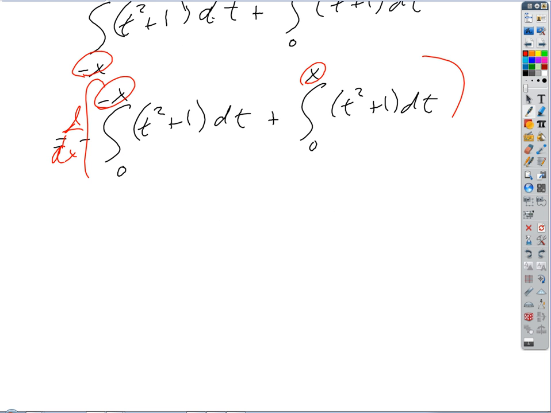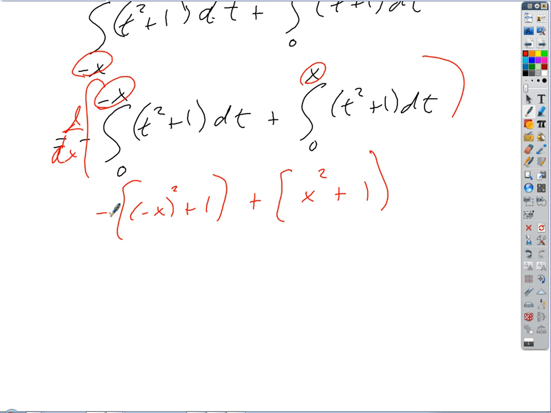So my answer ends up being, no, I'm going to get negative x squared plus 1, plus positive x squared plus 1, which is equal to 2x squared plus 2. Make sense? Oh, but I had a negative out front, didn't I? Whoops. Forgot my negative out front.